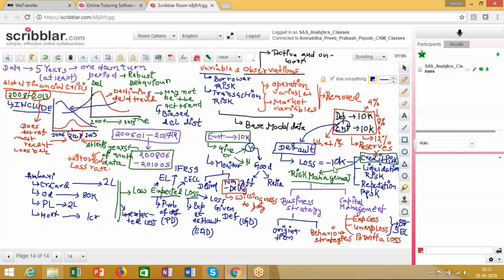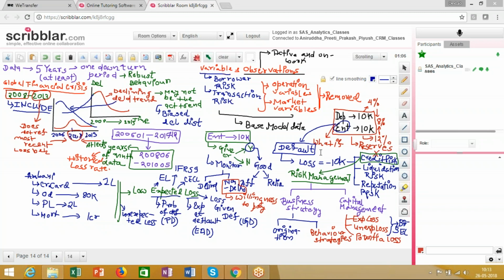Okay. Before I move on, I'll take a question which Anirudh has over here. In PD, we are calculating default in the next 12 months, but in the next 12 months, default can be for 1 month or 3 months or the entire 12 months. So in that case, how is EAD calculated?